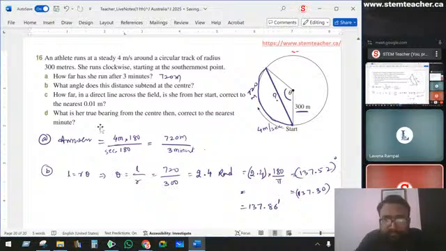How can we get this? We got theta as 137, and this is 300. How far in a direct line across the field is she from her start? He is asking about this point. We have to give this length. We have the angle and we don't have this value. We must have this value. This is also 300.